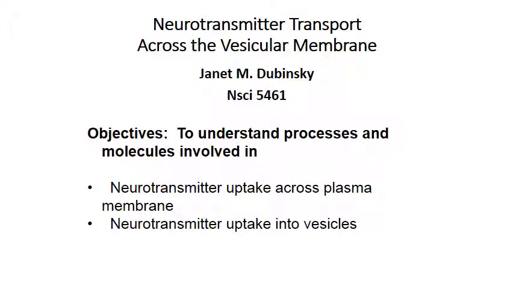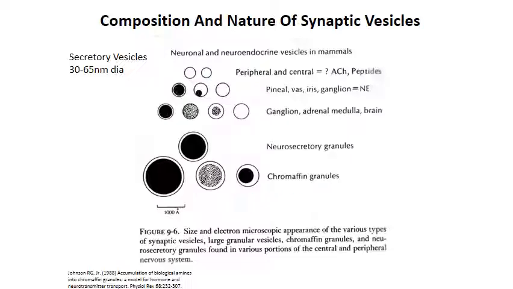So this is the second part of our consideration of how neurotransmitters get packaged into vesicles and how the cell transports them from the cytosol into the synaptic vesicles. It's very easy to think of synaptic vesicles as a unique category, but they are part of a secretory process that is present in lots of different cells.